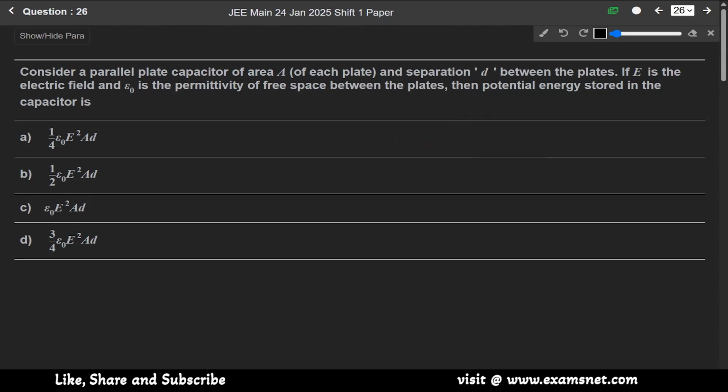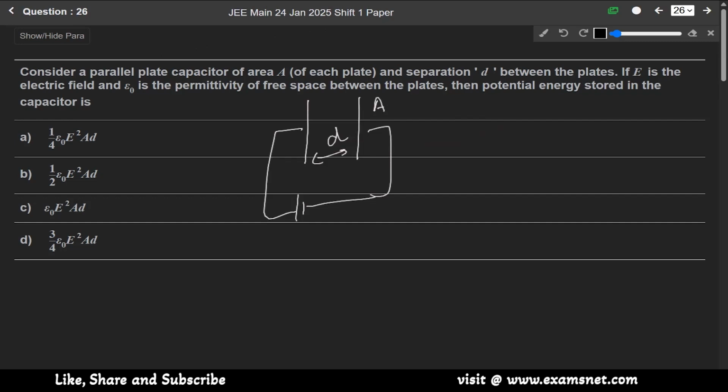Consider a parallel plate capacitor of area A and separation D between the plates. If E is the electric field and epsilon naught is the permittivity of free space between the plates, then the potential energy stored in the capacitor is.